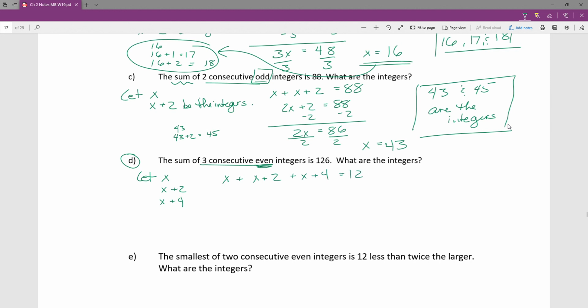is 126. Gathering this all up, I'd have 3x plus 6 equaling 126. Subtract 6 from both sides, I get 3x equaling 120. I get x equaling 40. And so my final answer is 40, 42, and 44 are the integers.